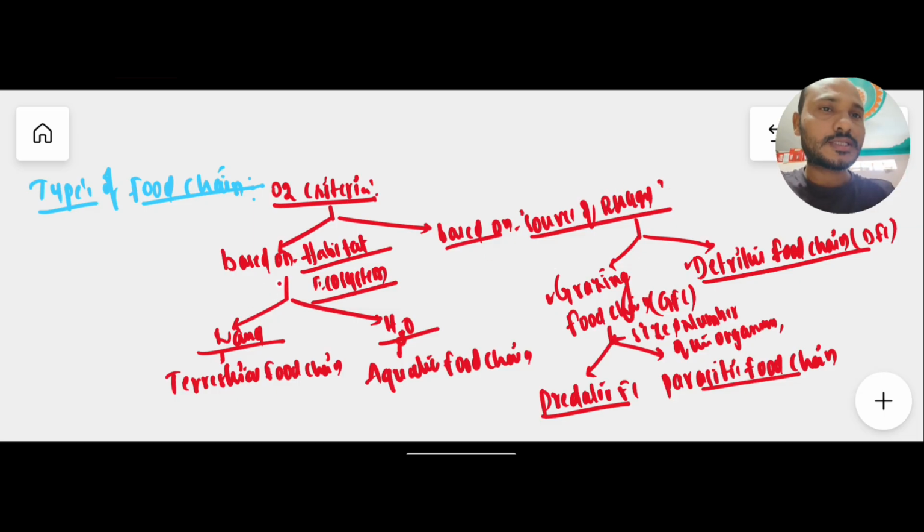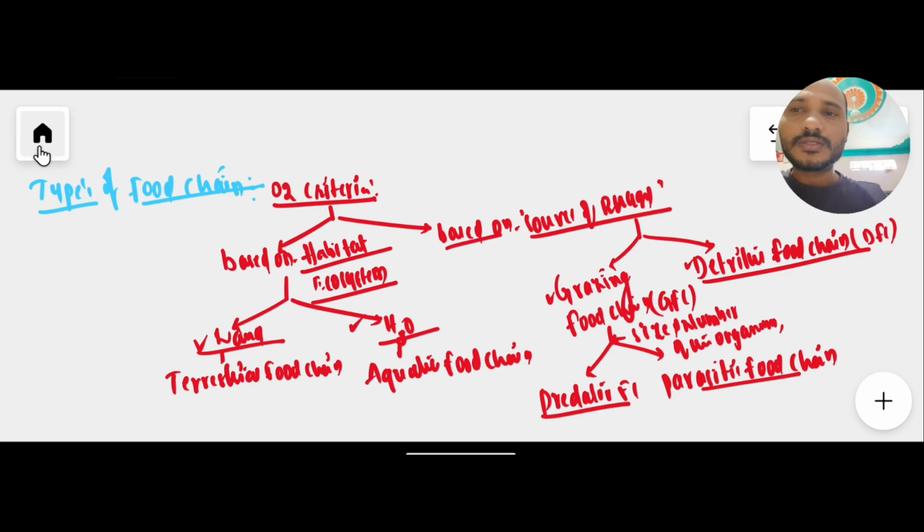Based on the habitat, we can classify them into terrestrial, if they are present on land, or aquatic food chain, based on the presence in water. So, likewise, we classify the food chain into different types. Now we will move on to very important concepts, in which first we will discuss how terrestrial food chain and aquatic food chain form, and then grazing and detritus likewise.